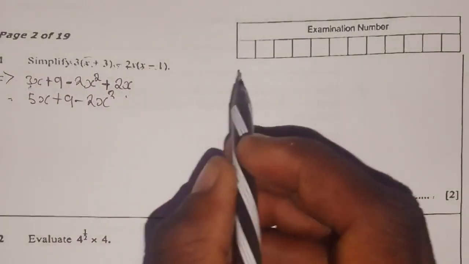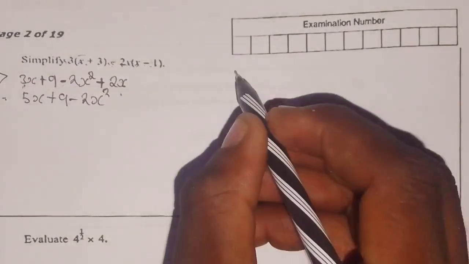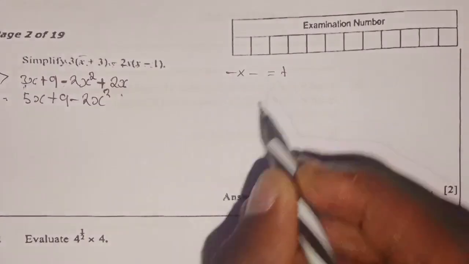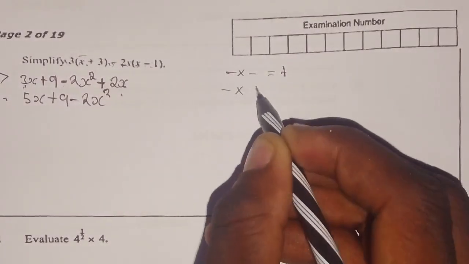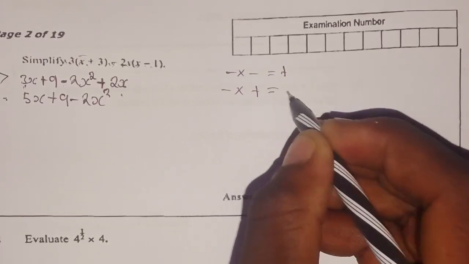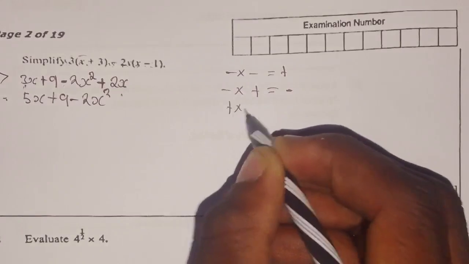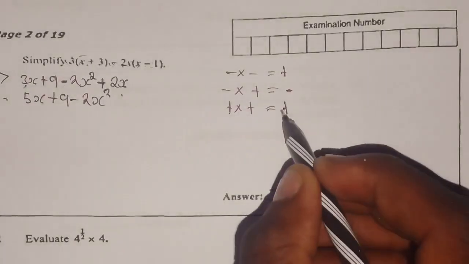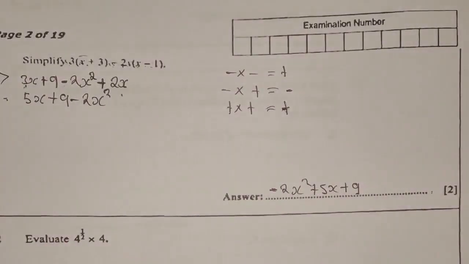Okay, so you need to know these things. Negative multiplied by negative gives you positive, negative multiplied by positive gives you negative, and positive multiplied by positive gives you a positive sign. So make sure that you master this as a grade 12. These signs are very important.